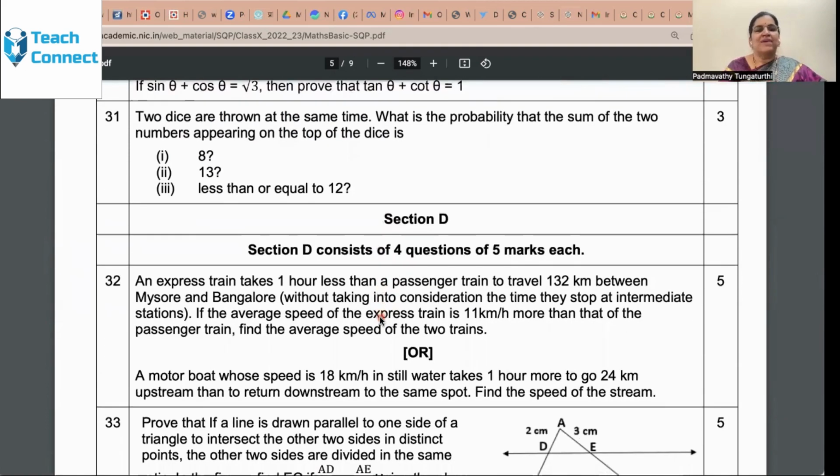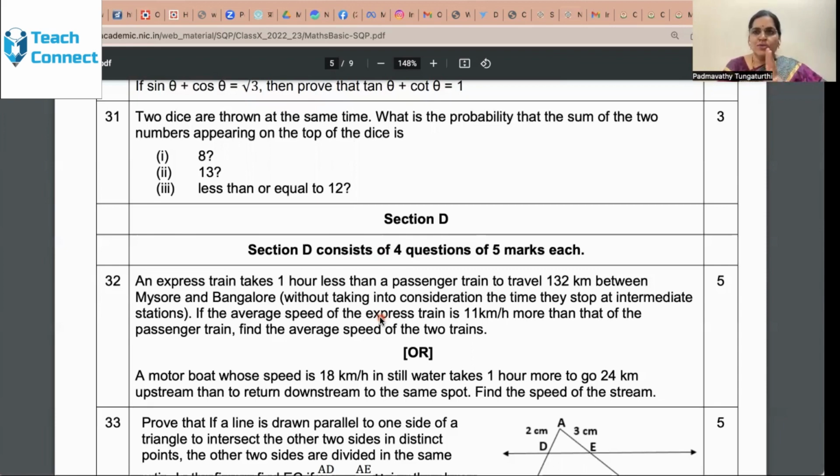Now, question number 31. 2 dice are thrown at the same time. What's the probability? The teacher should bring 2 dice and throw and show them what's the probability of numbers appearing. Try until they get this. Then the child will know. In the examination, the child should open mind and understand the variation, understand how the dice is rolling. Then it is easy to do the problem.